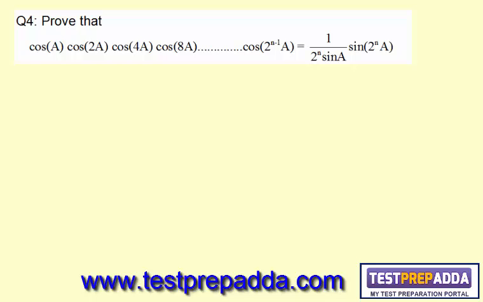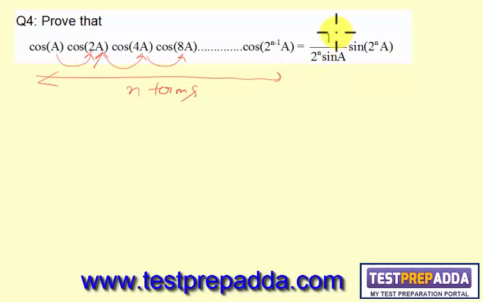Now, one interesting point here is every angle is a double of the previous angle. You can see A then 2A, 2A then 4A, 4A then 8A. Okay, how many terms are there? Actually here n terms are there.